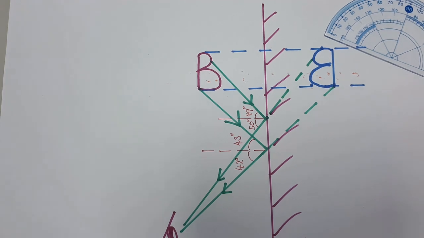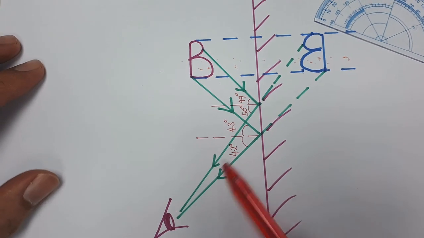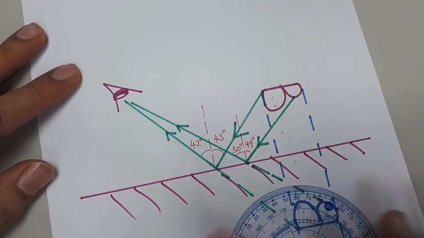Checking the accuracy of this diagram now, using a protractor, we see that this method is pretty accurate. The angles of incidence and reflection differ only slightly by about 1 degree.